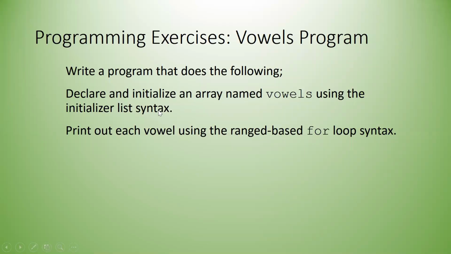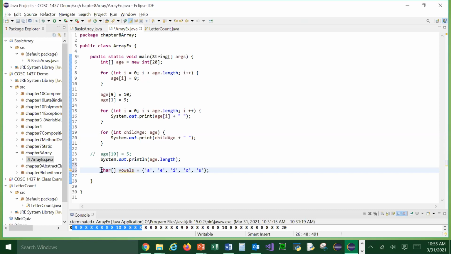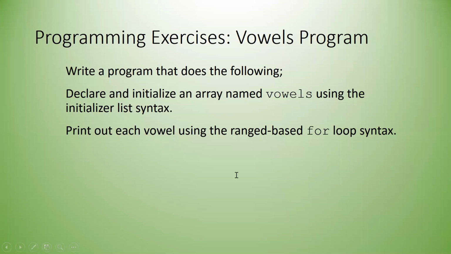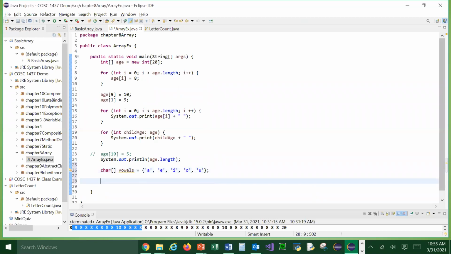Using the initializer list syntax. That is the initializer list syntax. And print out each vowel. So let's print out each vowel using the range based or for each loop. So I will call it a vowel, right? Okay, that's a variable and it's a char.